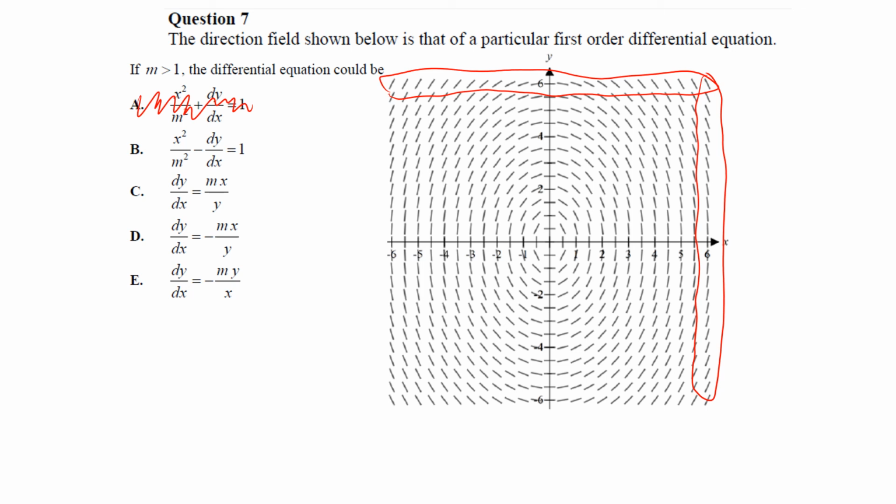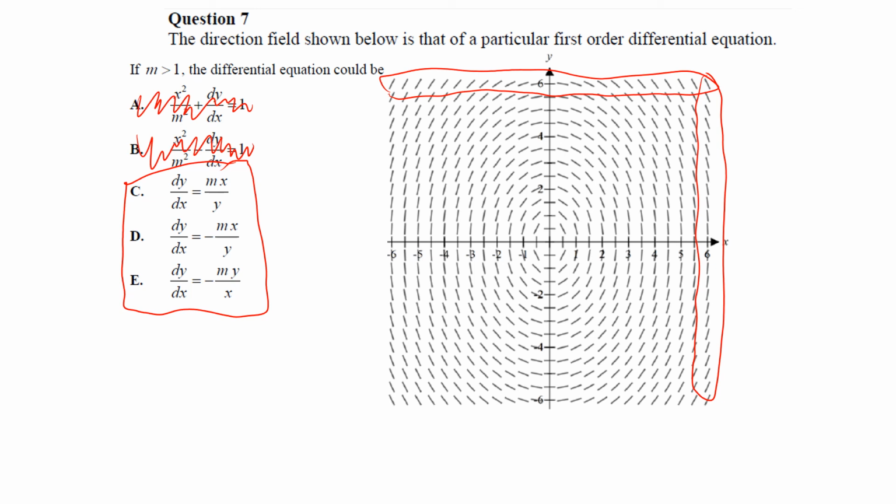Same deal. It's a function of x only, not a function of y. So we can eliminate it. Don't forget, M is just a parameter, just a constant. What about C? C is a function of x and y. So that's a potential candidate, as is D, as is E. So we've eliminated 2 from our initial thinking on uniform slopes horizontally and vertically.